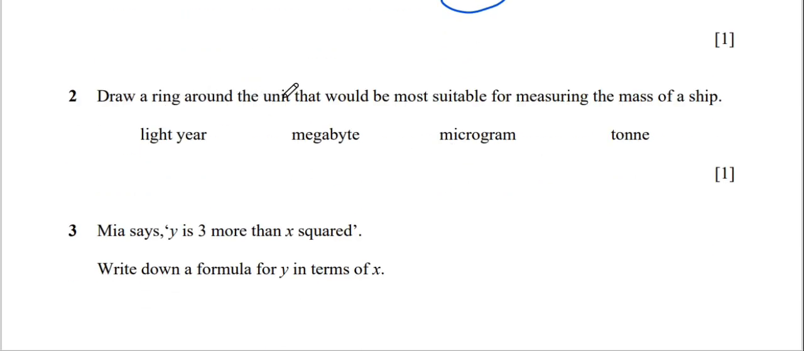They say draw a ring around the unit that would be most suitable for measuring the mass of a ship. We know that a ship is a heavyweight vehicle, so there is no way you can use microgram, because microgram is quite little to measure the mass of the ship. These other ones do not even measure mass. This one measures data, and light years measures distance. So the best one to use to measure the mass of the ship is ton.